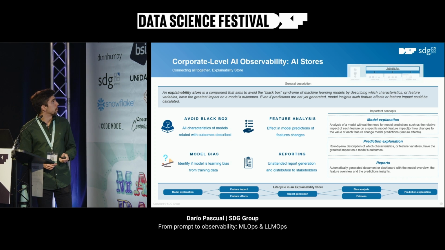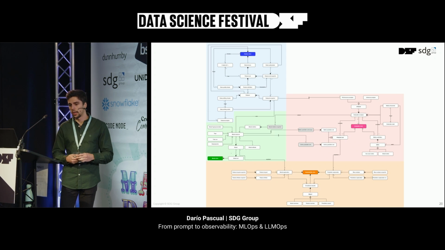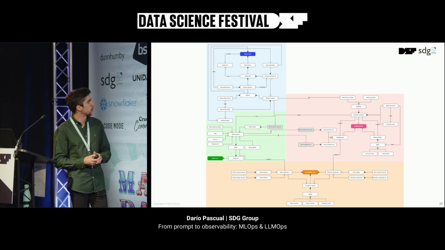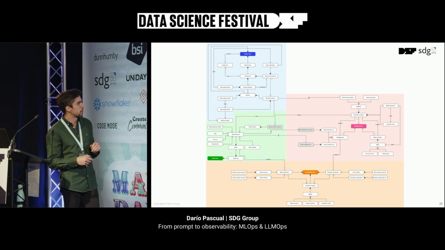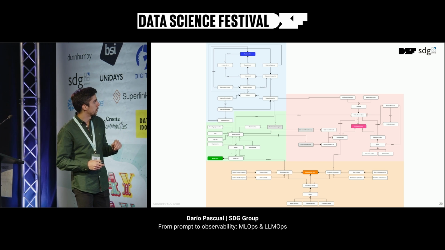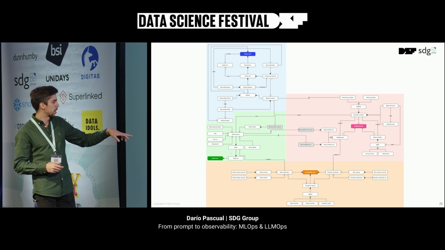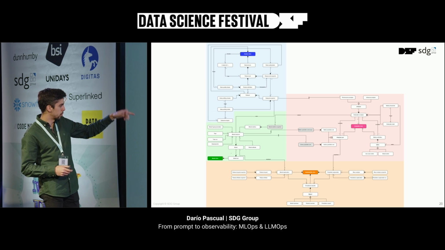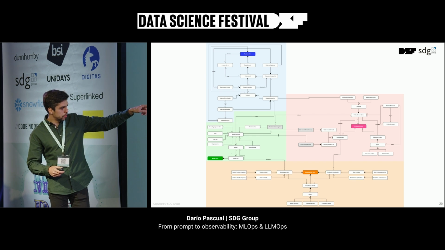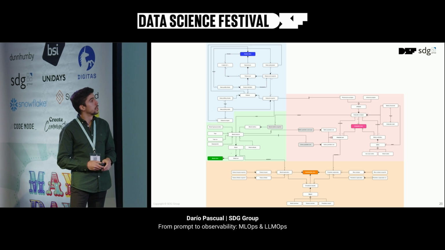Okay, so this is all about AI stores. I think I introduced an entity relationship diagram where we can see how these AI stores are connected. On top, we have our feature store that is connected with the evaluation store and model store through the datasets, and the explainability store is connected with our model store and our evaluation store in order to have prediction explanations and model explanations, and we join them in the report part. Okay.